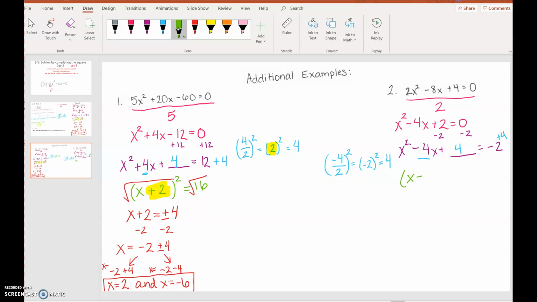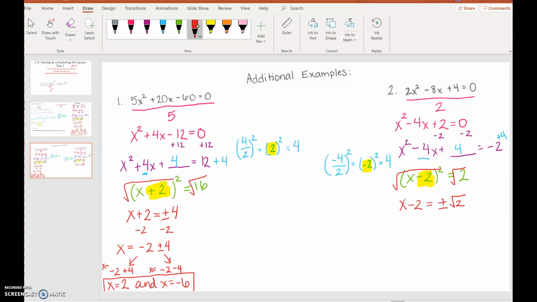minus 2. Again, I got that by looking here. And then negative 2 plus 4 would give us a positive 2. And now we are going to just solve it. So square root both sides. So we have x minus 2 equals plus or minus the square root of 2.